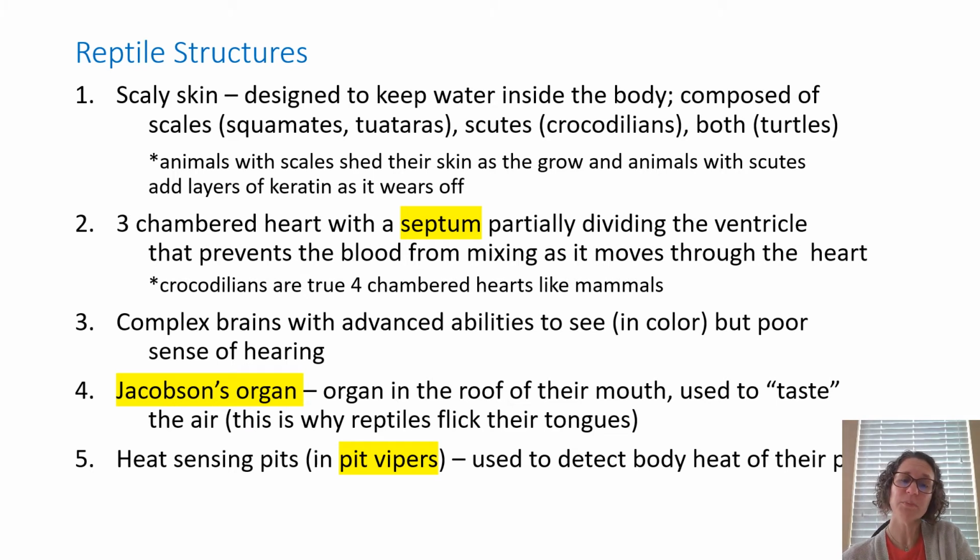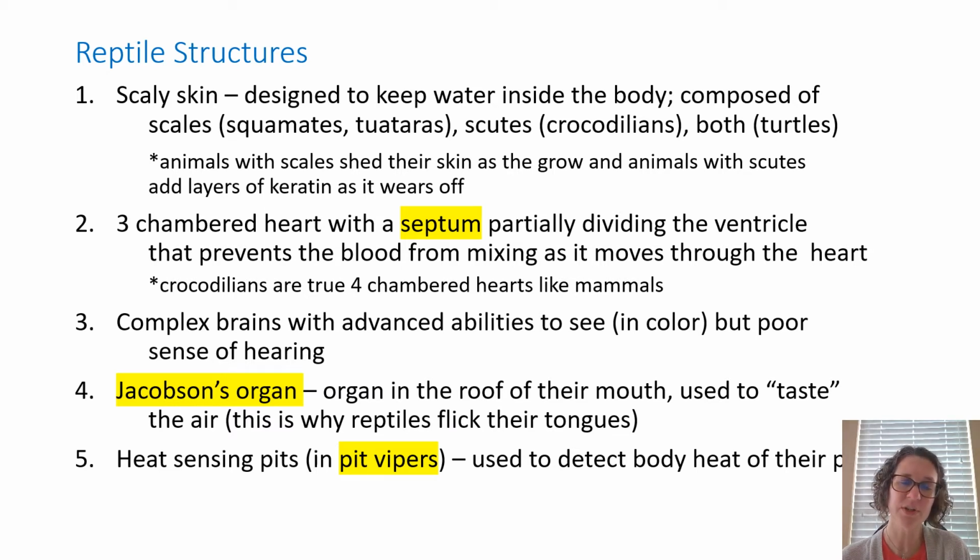They do have a 3-chambered heart, so this is similar to the frog heart, but the ventricle, the pump, basically, the one that is more muscular, it has a septum. Septum means wall, and this wall partially divides the ventricle, and it prevents the blood from mixing. It prevents blood that doesn't have oxygen from mixing with blood that does have oxygen, because both will come into the heart at different times. And so it kind of helps the animal to get a little bit more out of the blood. And it's kind of an advancement as far as heart structure goes.